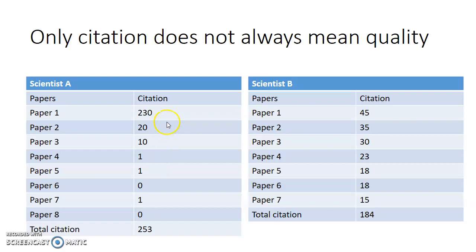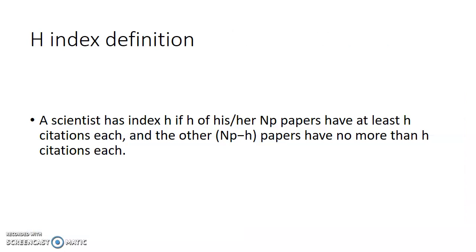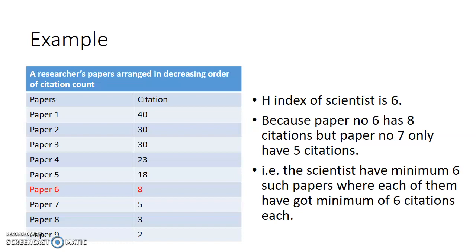So, whether a scientist is able to continue this quality in his research area is evaluated through the H-index. The definition of H-index here is that a scientist has H-index h if each of his or her Np papers has at least h citations each and the other Np minus h papers have not more than h citations each. To simplify this definition, let us look at an example.